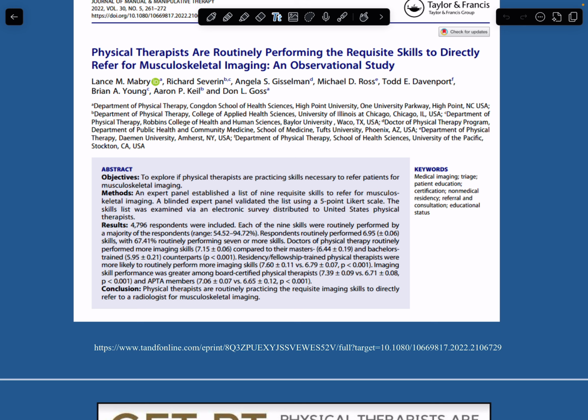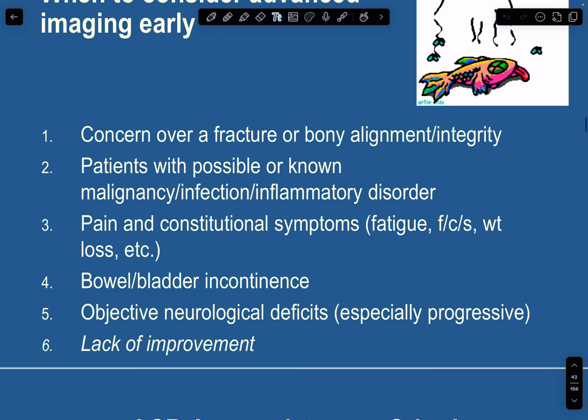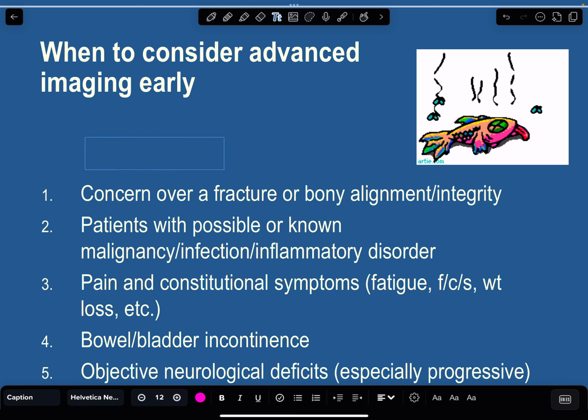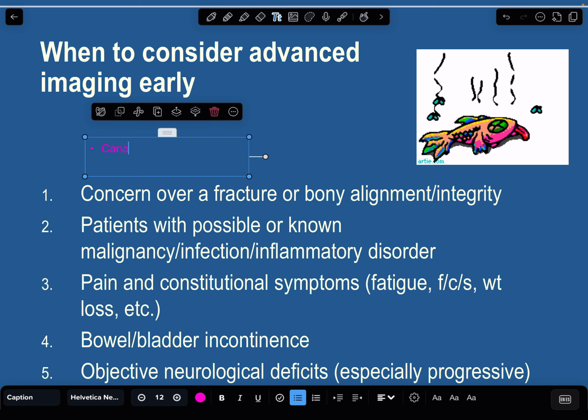And so, again, just think about this. When is imaging really needed? Concern over a fracture, bony alignment, or integrity. For fractures, there are 3 really nice rules out there that you guys should know: the Canadian cervical spine rule and the Ottawa knee and ankle rules. Those help to determine when imaging is needed. Now, those rules, if you use them, they're, let me say it this way, they're sensitive, meaning what?